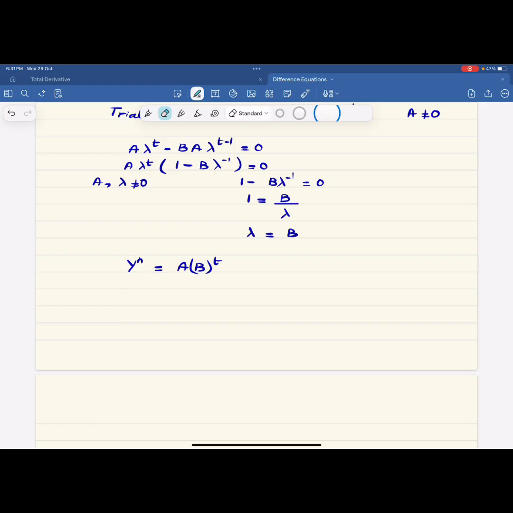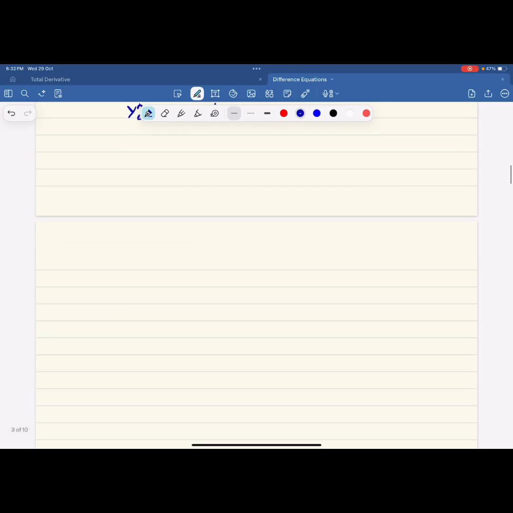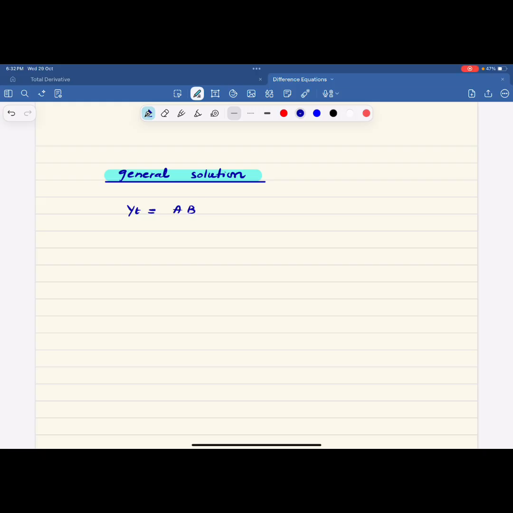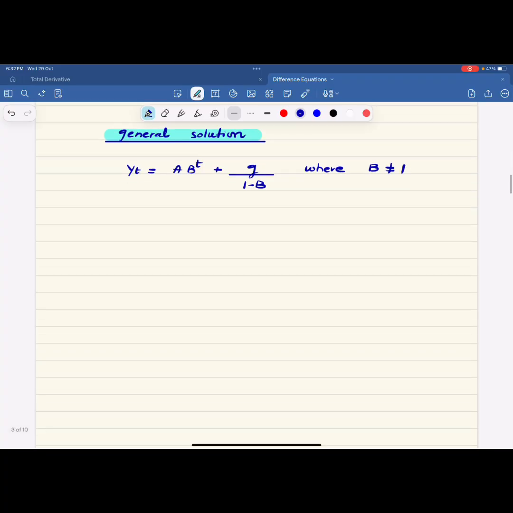So we're very close to the end. Our general solution, like I said before, which is basically the final solution, is the homogeneous plus the particular. Therefore, I'm going to write it out as the homogeneous plus the particular, where we know one condition being imposed, that beta is not equal to 1.